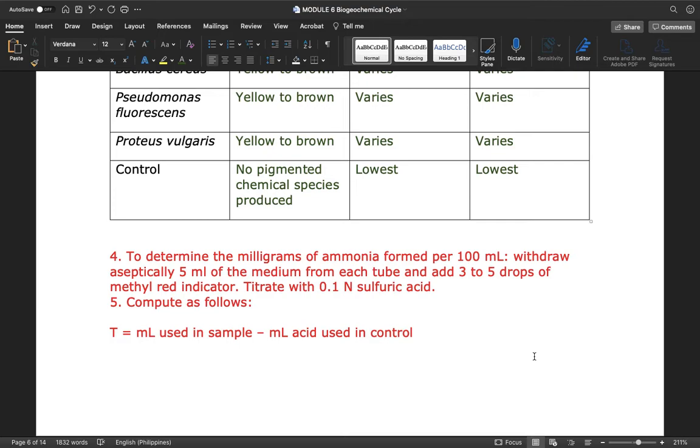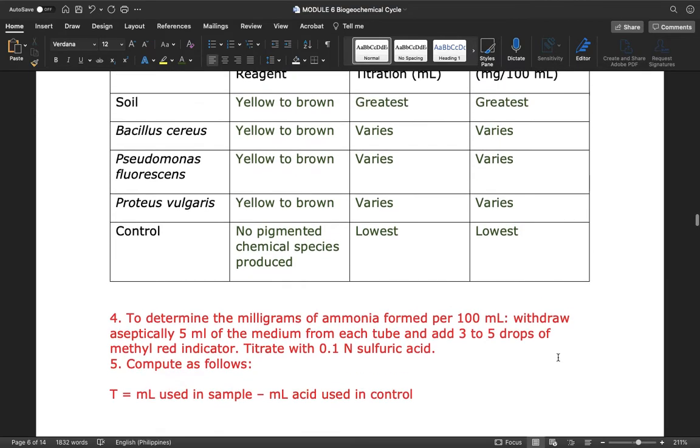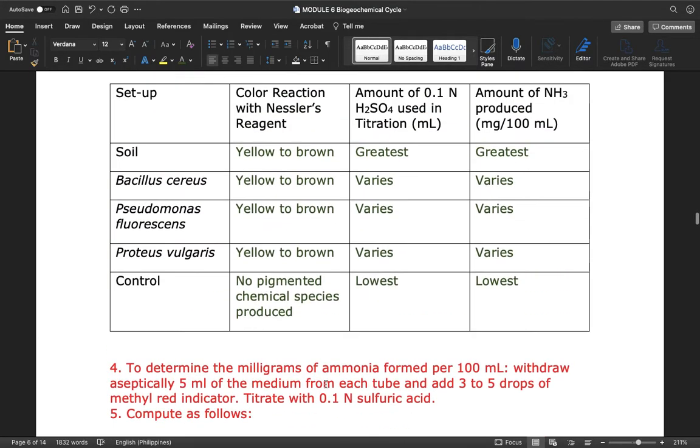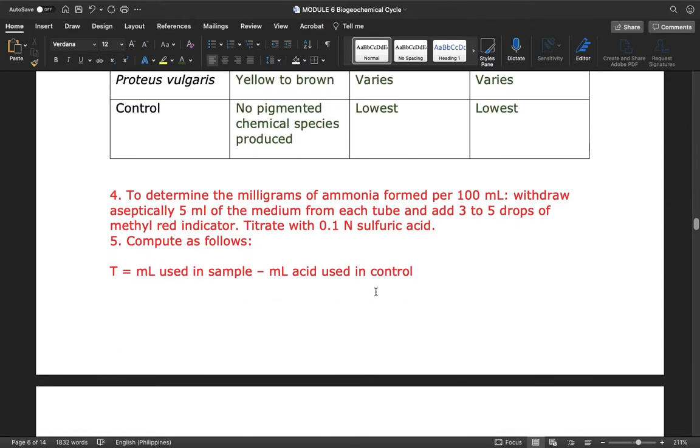So, in our protocol, we use 5 ml of the medium from each of the tubes containing these. And then we add 3 to 5 drops of the methyl red indicator to determine if the pH is basic or acidic. But of course, we expect that during ammonification, or ammonia production, the pH will rise. The pH of the setup will become basic. So we have to titrate it to 7. We need to neutralize it.